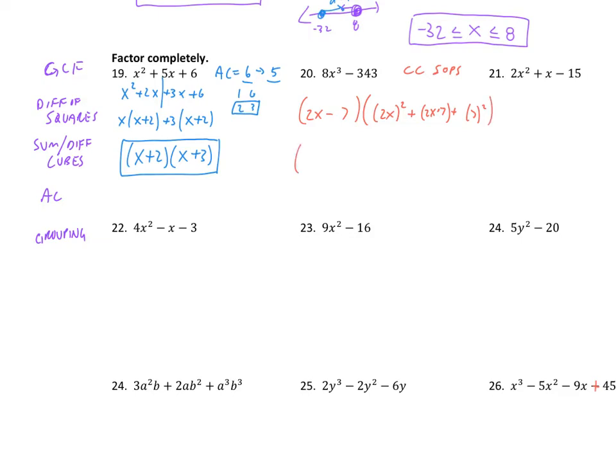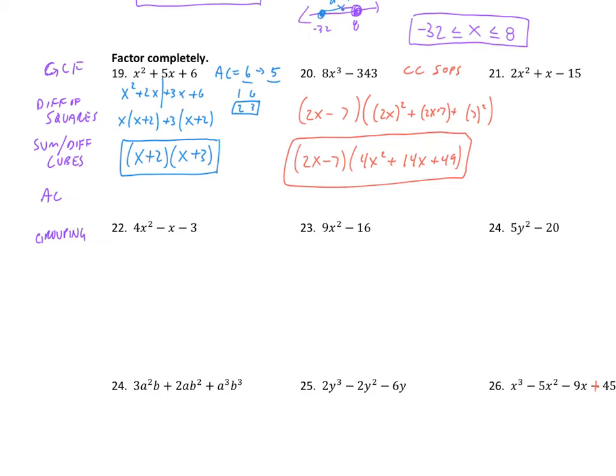So what that gives me is 2x minus 7 times 4x squared plus 14x plus 49. 2x times 2x is 4x squared, plus 2x times 7 is 14x, and then 7 times 7 is 49. So there's my factorization of 8x cubed minus 343.